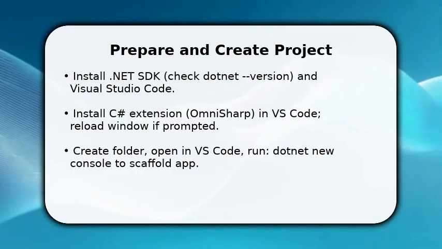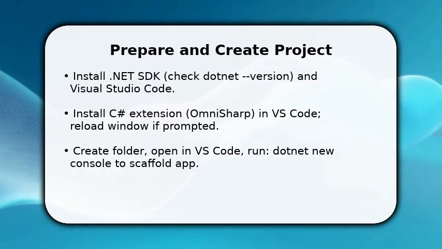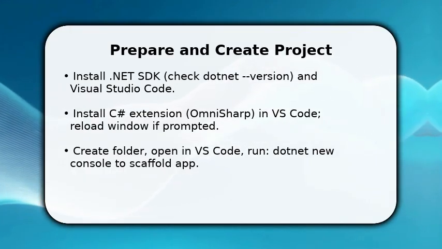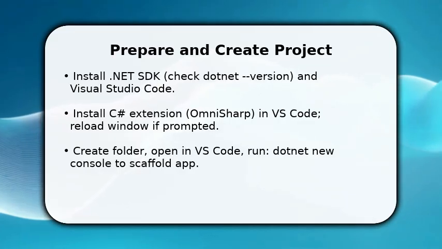You start by making sure the .NET SDK and Visual Studio Code are installed. This is essential because VSCode uses the SDK to compile and run C#. Once done, install the C# extension, OmniSharp, in VSCode so the editor understands C# code.